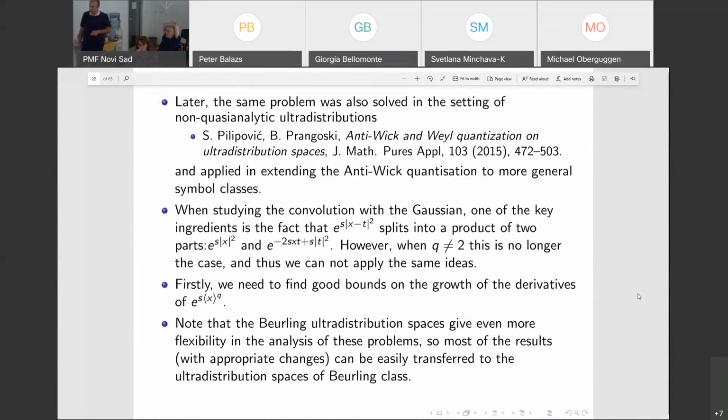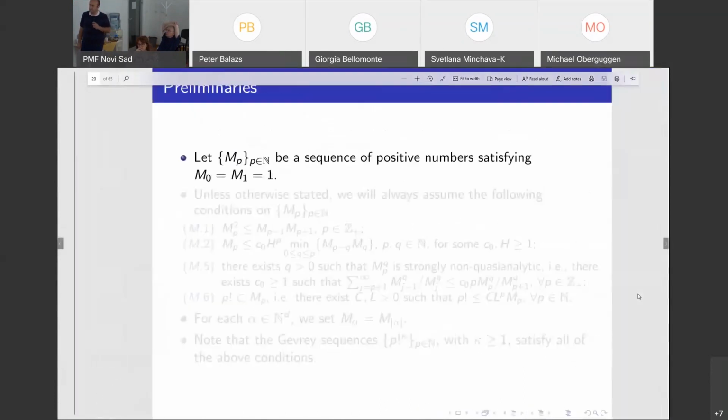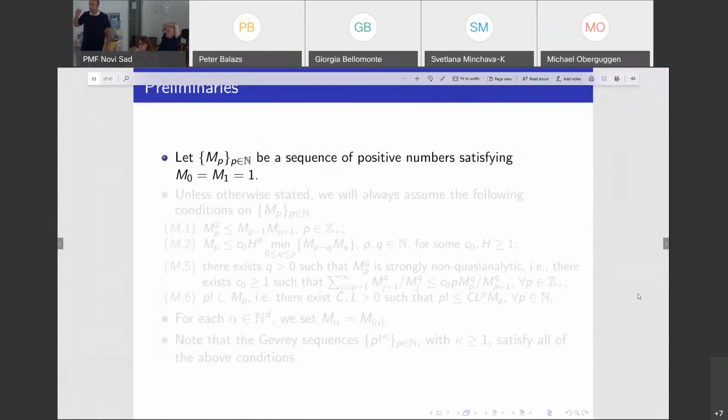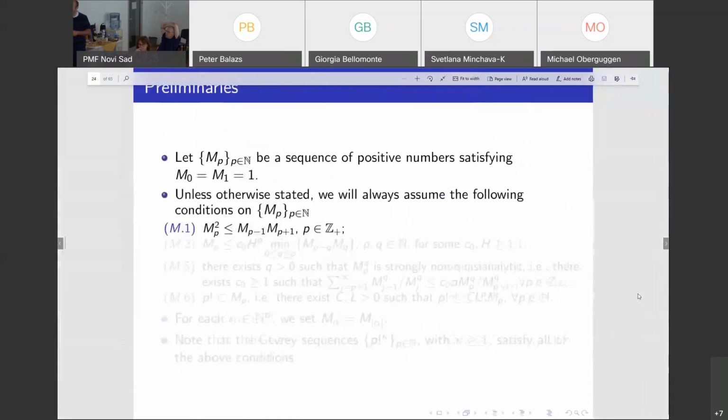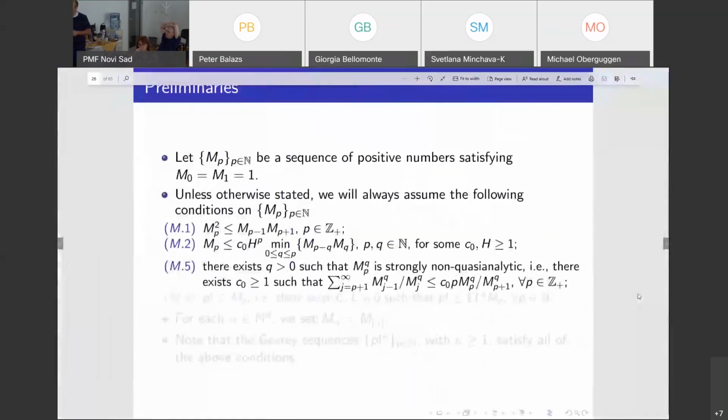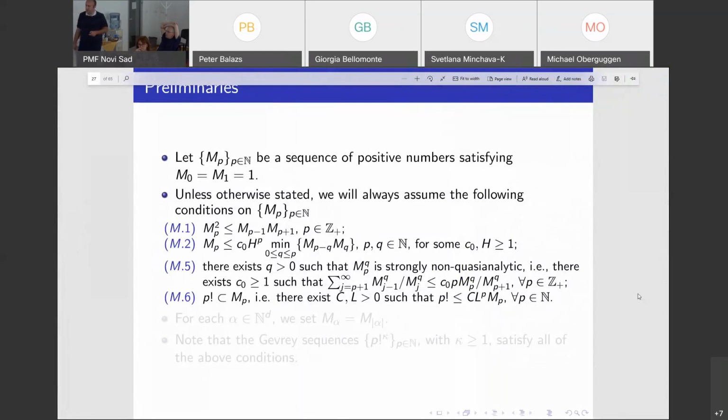So let me go to the preliminaries. Whenever we are talking about ultradistributional settings, we start with a sequence, and with this one, a lot of conditions that start with M. For us, these are the conditions that we can work with.